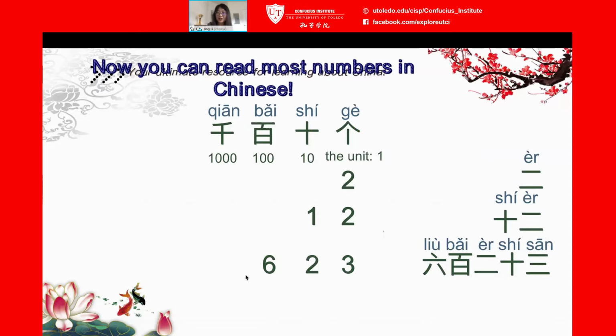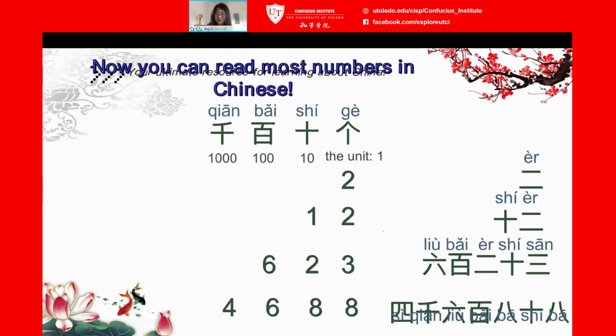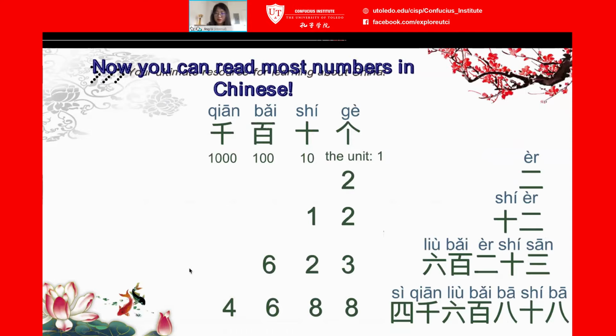How about 1,000? This Chinese character, 1,000 in Chinese, we call qian. So we will call that 4,688. If you think this part is a little bit difficult for you, we can discuss after this lecture. I will explain for you in detail, okay? Qian bai, 4,688. Yes. And we can do the practice.